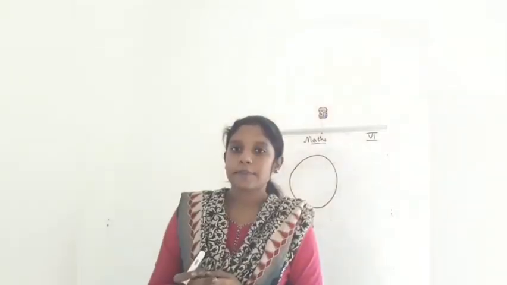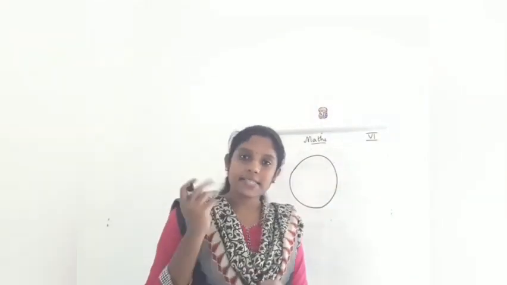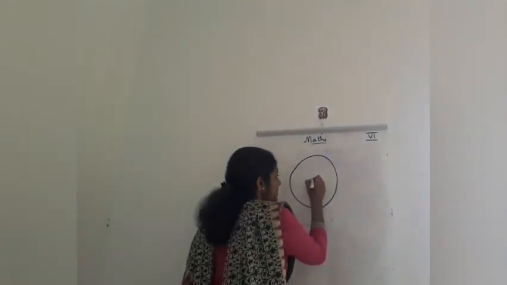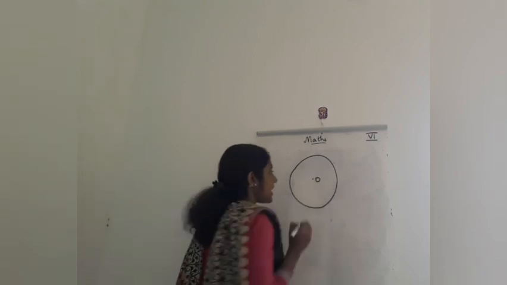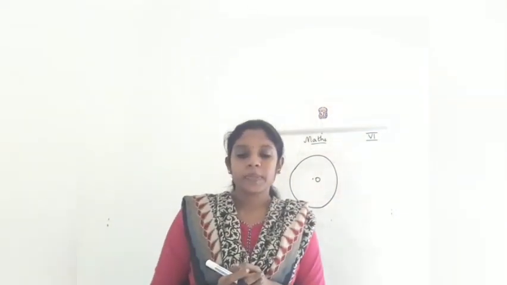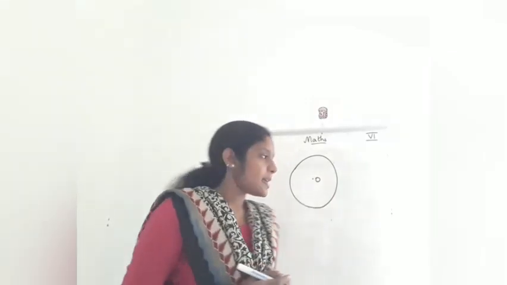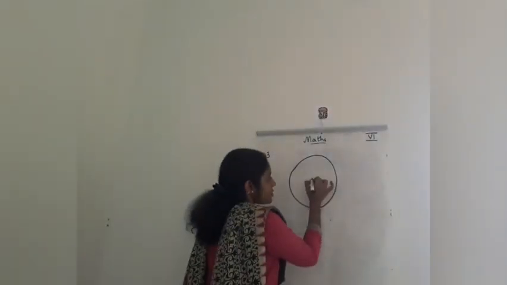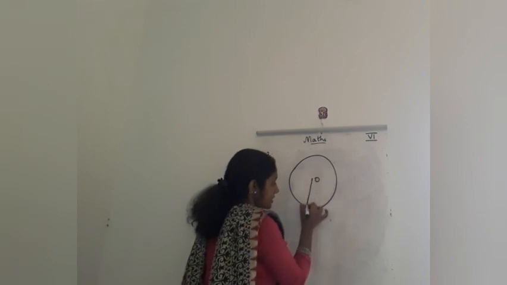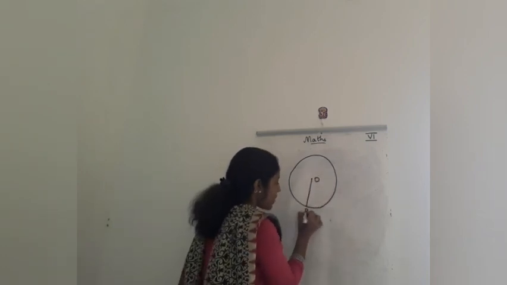So the first thing is, I have drawn a circle and you have to mark its center. So this is its center and I am giving it the name O. Okay, so the second one is radius. A radius is a line segment which joins the center to any point of the circle. So I have named it OP.